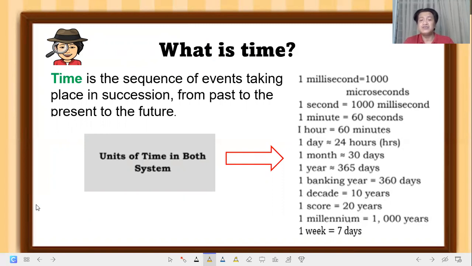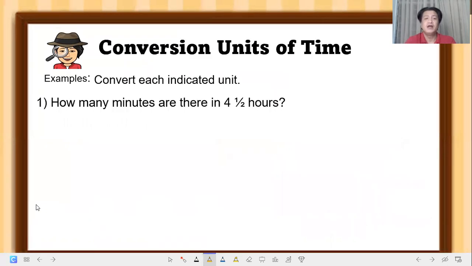1 decade, 10 years. 1 score is equal to 20 years. 1 millennium, 1,000 years. And 1 week, that is 7 days. Yan ngayon yung kailangan natin para makapag-convert from different units of time. Okay, let's have number 1. Convert each indicated unit. How many minutes are there in 4.5 hours? Okay, first you're going to rewrite the given. Di ba?